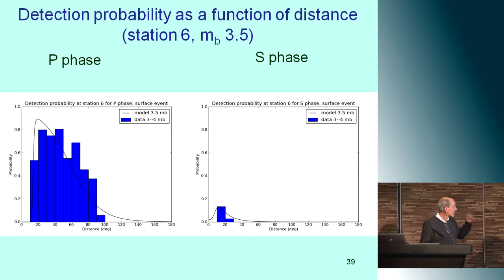So a P phase wave has a high probability of being detected. The x-axis here is the distance from the event to the station, and the S phase has a very small probability of being detected.